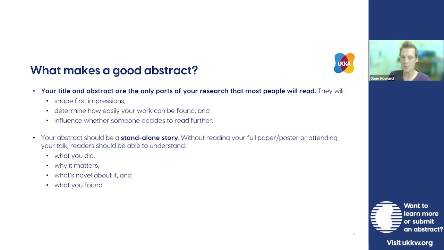Don't just say we explored X, say how you explored it. Why it matters: what's the significance of your work, why should anyone care? What's novel about it: is there something new here, is it a new method that you've used, a new question, or any surprising result? And what you found. So don't leave the reader hanging. Briefly summarize your key findings or conclusions. Think about your abstract as an elevator pitch. You've got just a few sentences to explain the essence of your research in a way that's accurate, compelling, and accessible.